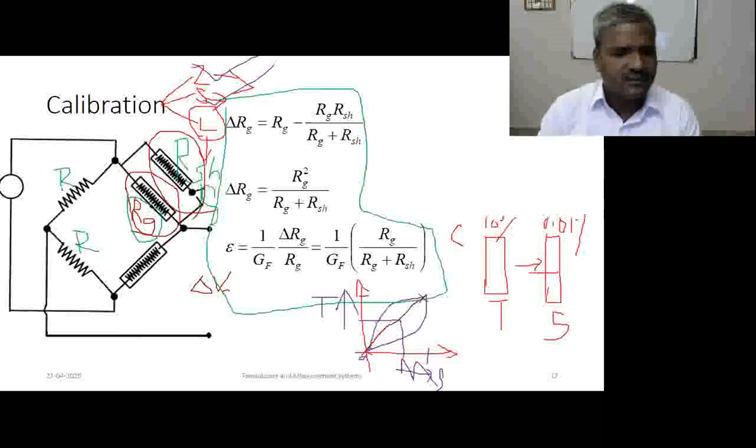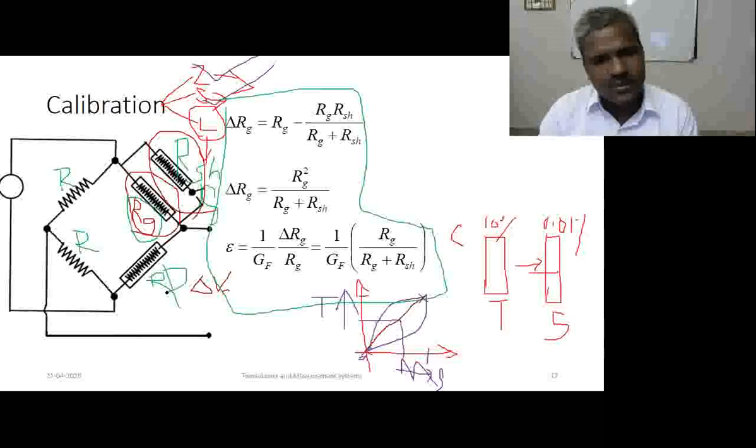Okay, this is another strain gauge. This may be for temperature compensation. So this is the dummy gauge. Consider this is the dummy gauge. This is the active gauge. This is the shunt resistor, which is to be designed for a particular value of strain.